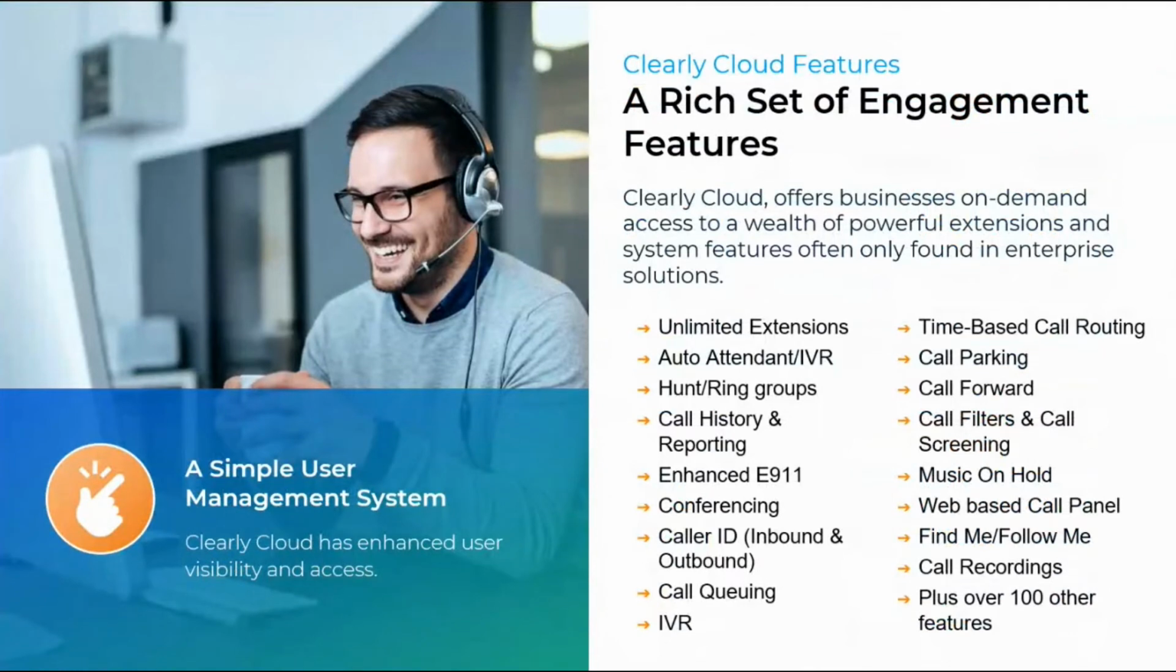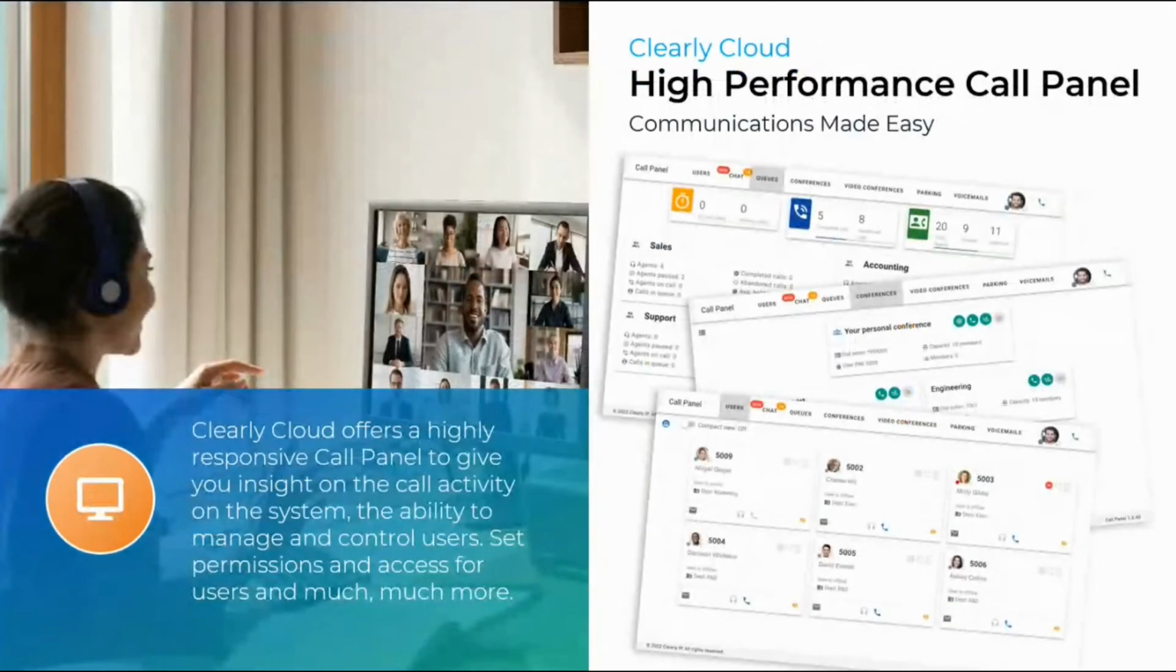Our system features are equal to those offered on enterprise systems, costing significantly less than an enterprise cloud-based phone system. So therefore, it's not out of reach for small businesses. We include all the basic features: call parking, find me, follow me, enhanced 911, and limited extensions are just a few of the features that are included. You can definitely see more about that on our webpage.